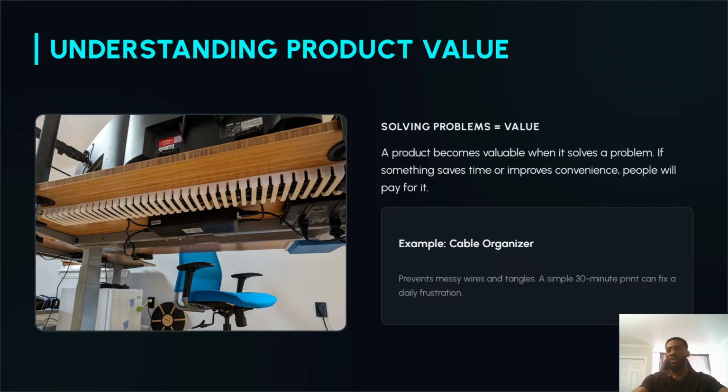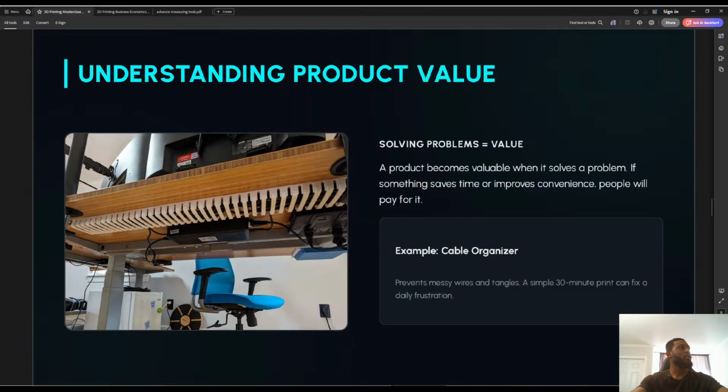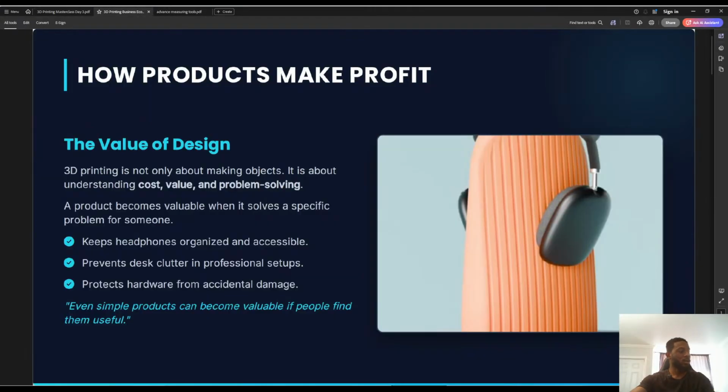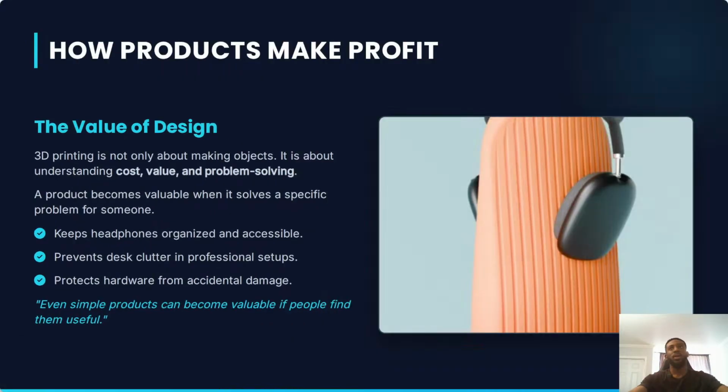So understanding product value. So we're going to go into mainly the economics of this. I really want to explain how profits and losses are made in this session. That's what we'll be doing.